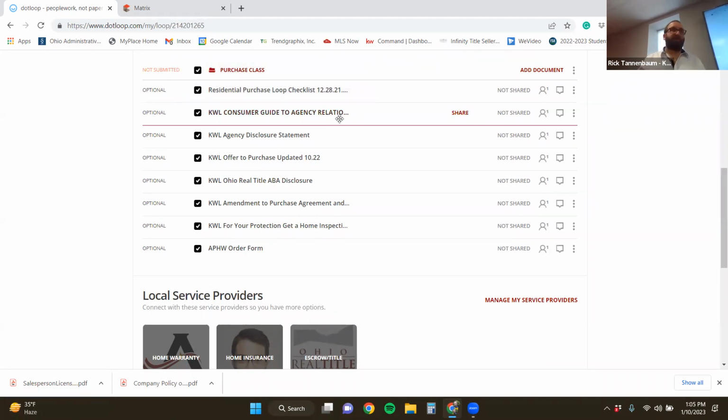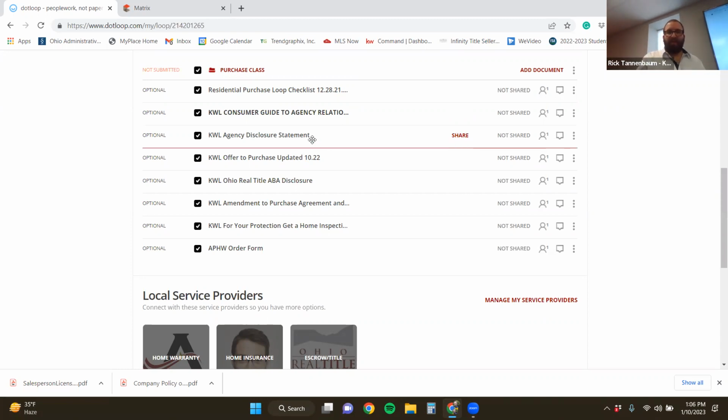Your consumer guide to agency relationship, you should have this signed already before you're writing the offer. Those consumer guides are supposed to be signed when you have your first contact with your client. That's important because it explains agency to them. And especially now that we've changed that we allow dual agency, it's really important that they understand what dual agency is.